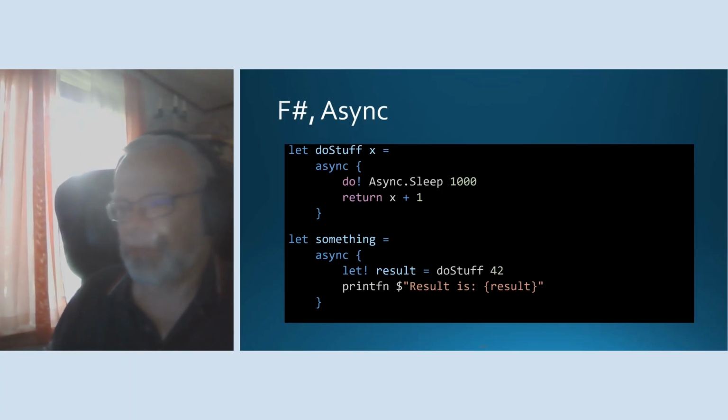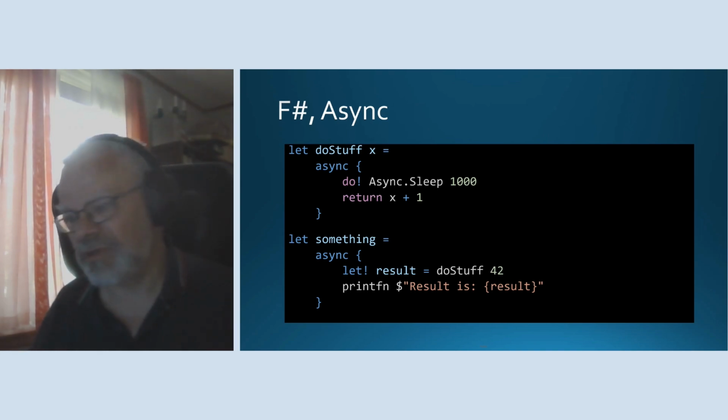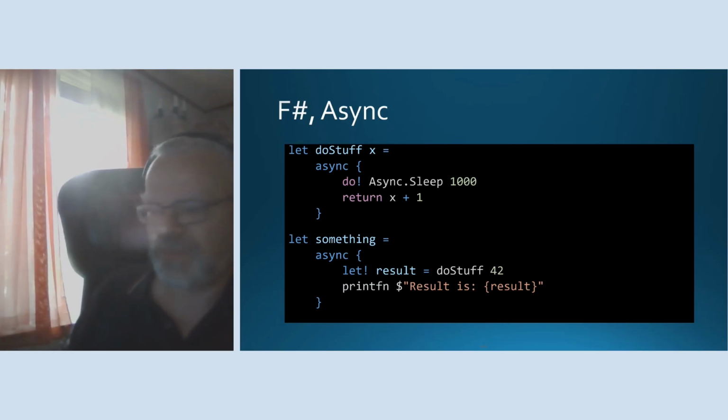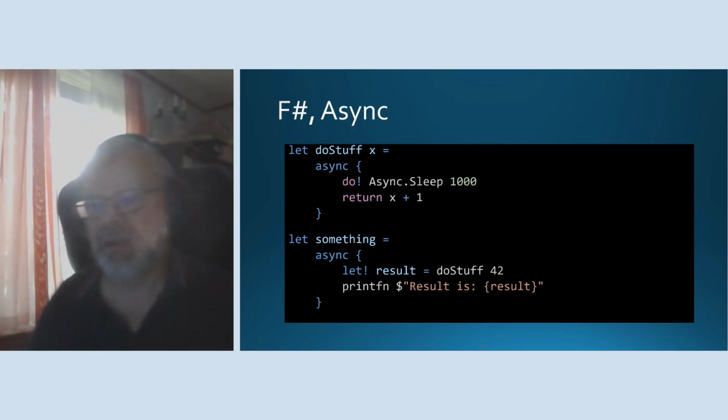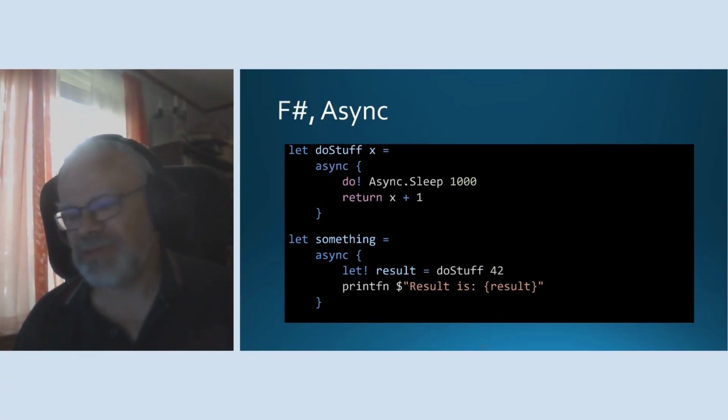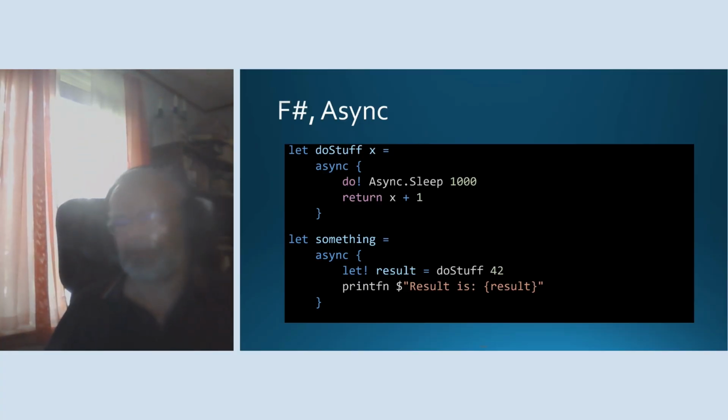We sleep for a second and return the result. And in something we do an async block, we use let exclamation mark, that is await the result of do stuff 42, takes a second, and then we can print it. So we can do async in F# as well. It's a little bit different, but mainly more or less the same thing.